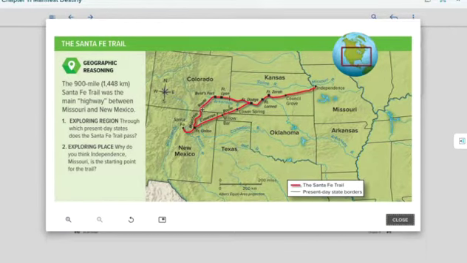This was the safer route. You can see it's the less direct route. If they wanted to go straight, they would take this one. But even though it was more direct and technically faster, it was also more dangerous because there was less access to water. So here they follow the Arkansas River so that way they can stay close to the water, have plenty of water to get to Santa Fe.